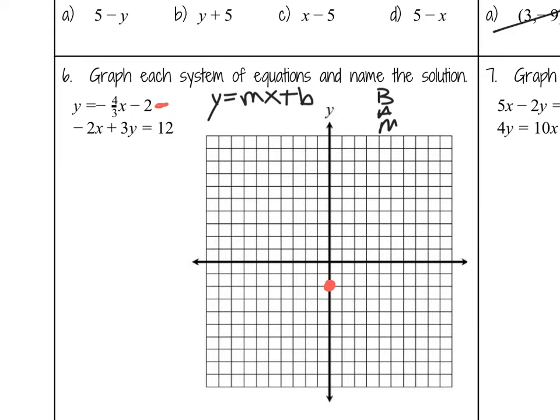Remember that a negative can either go to the top or to the bottom, but it cannot go on both. If I put that negative on both the 4 and the 3, we get a positive. So one direction is negative and only one direction. I'm going to start by going down 1, 2, 3, 4, and then over 1, 2, 3, and put a dot right there.